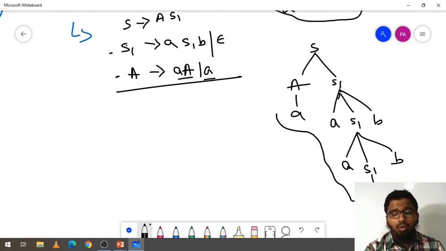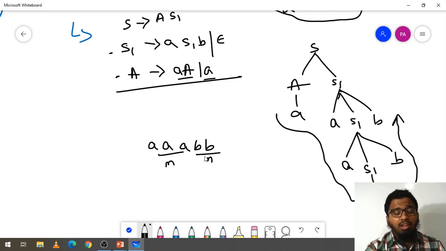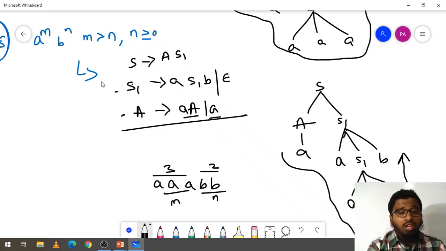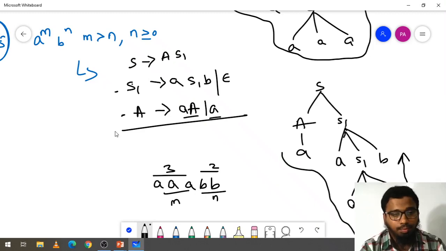So you need to take the graph for this. What answer will we get? A, B, B. Now this is M and this is N. N is less than M, or you can say M greater than N. Here the 3 and here 2. So like this we can create the grammar based on the language. This is the fifth example.